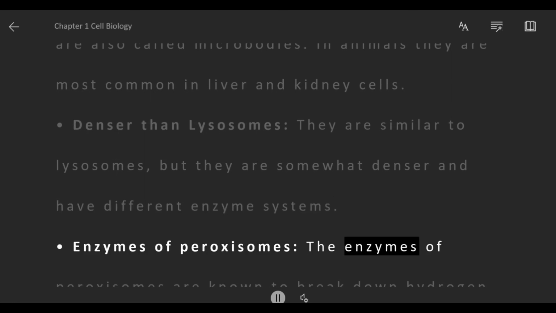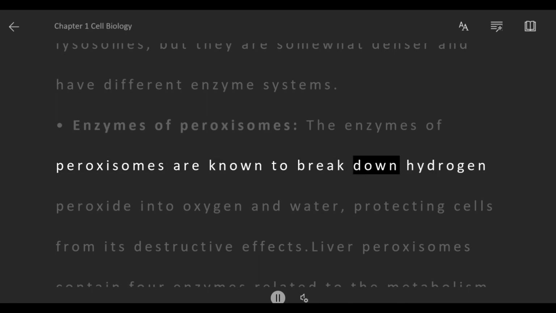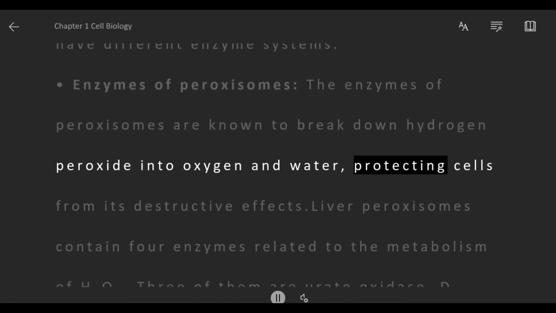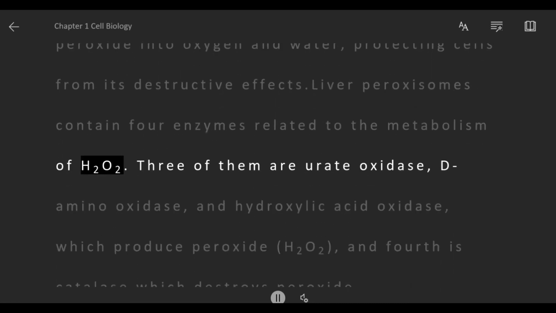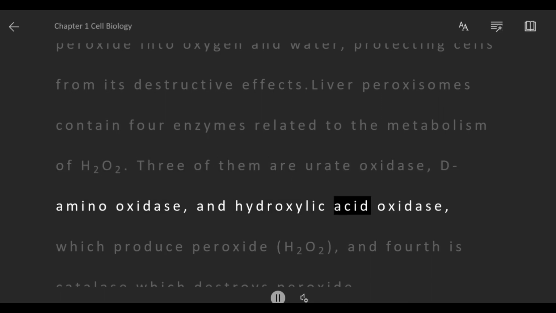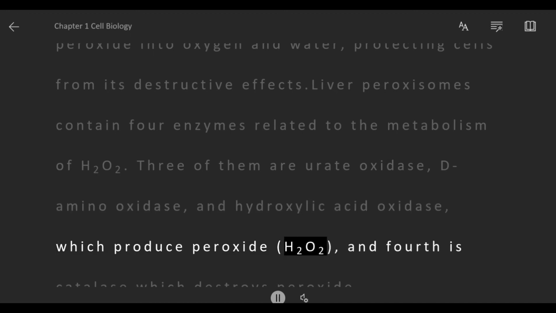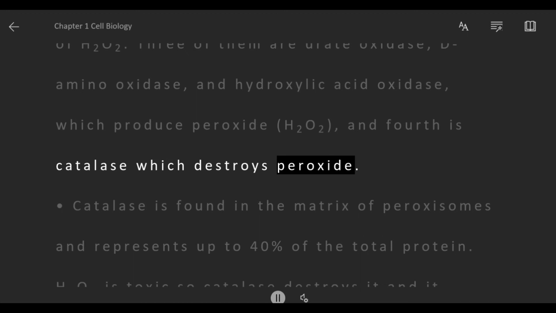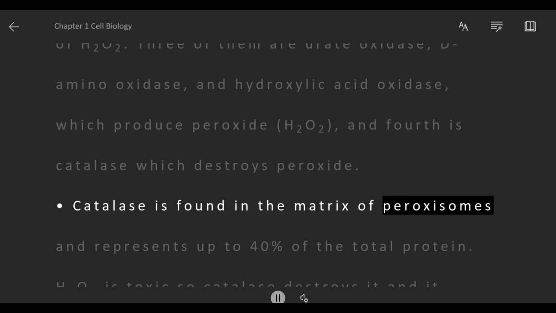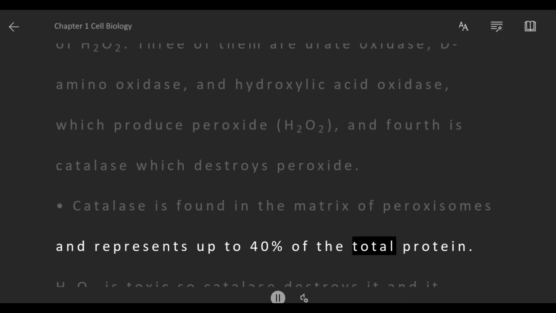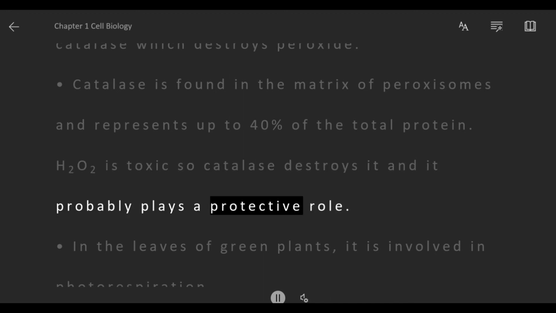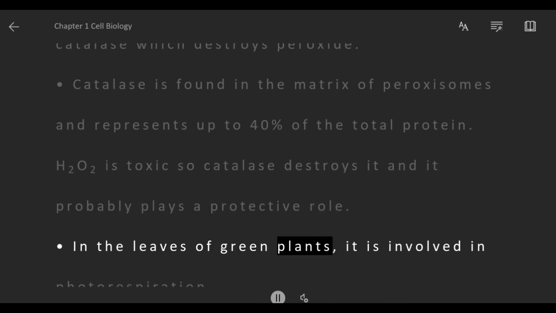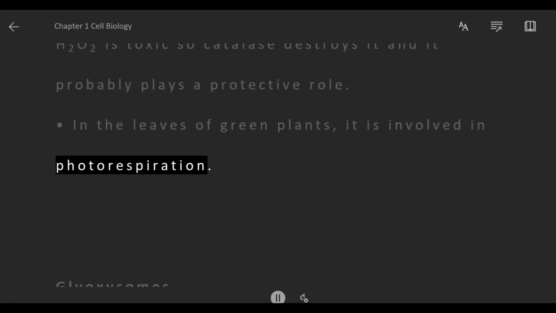Enzymes of peroxisomes. The enzymes of peroxisomes are known to break down hydrogen peroxide into oxygen and water, protecting cells from its destructive effects. Liver peroxisomes contain 4 enzymes related to the metabolism of H2O2. 3 of them are urate oxidase, diamino oxidase, and hydroxy acid oxidase, which produce peroxide, H2O2, and the 4th is catalase, which destroys peroxide. Catalase is found in the matrix of peroxisomes and represents up to 40% of the total protein. H2O2 is toxic, so catalase destroys it, and it probably plays a protective role. In the leaves of green plants, it is involved in photorespiration.